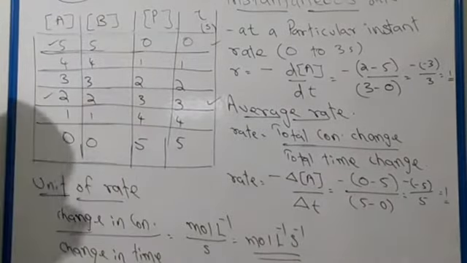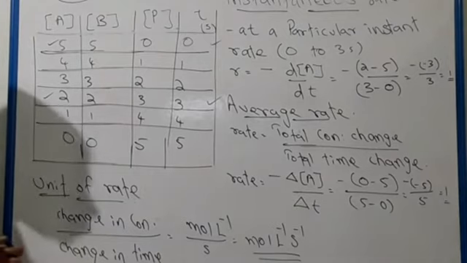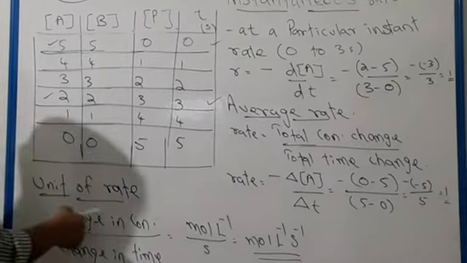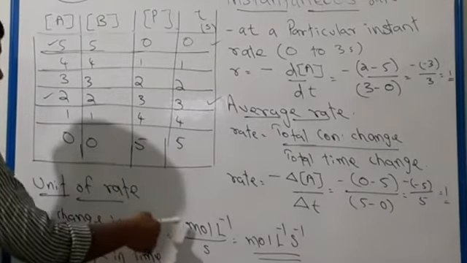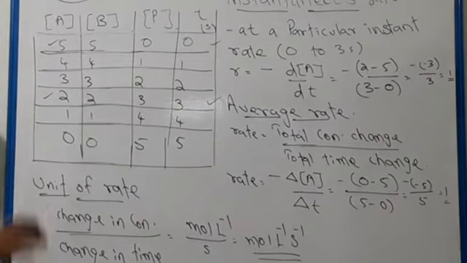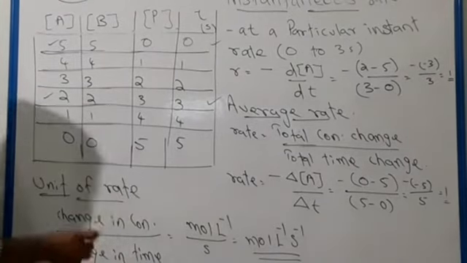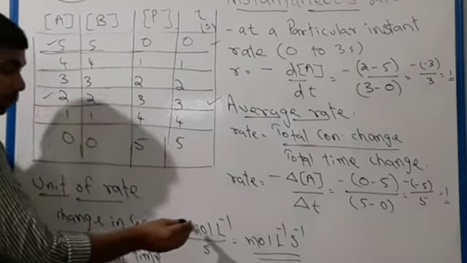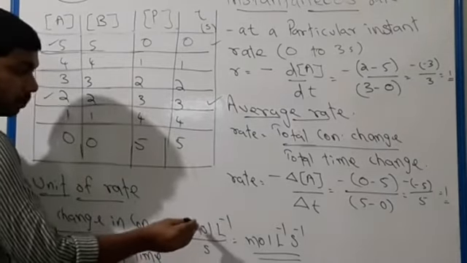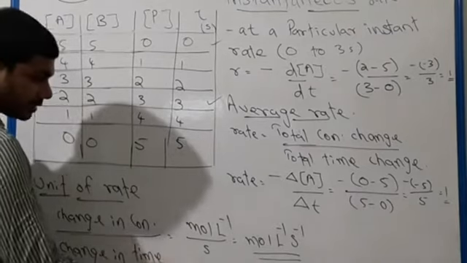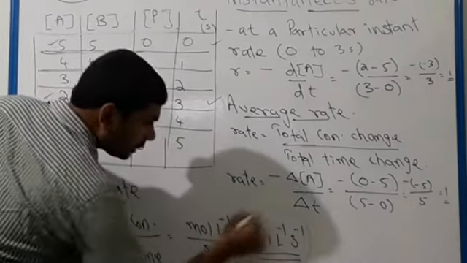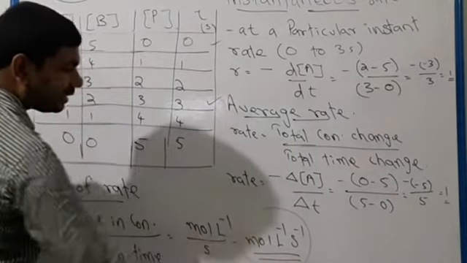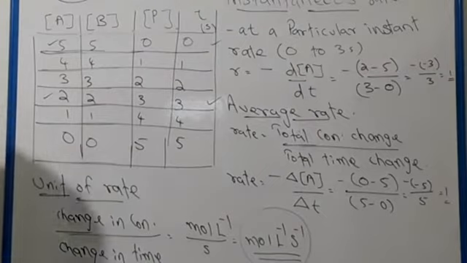Now see here, unit of rate of reaction. We know rate of reaction is change in concentration of reactant or product divided by change in time. Here change in concentration means concentration unit, mole per liter, and time in seconds. So this is the unit of rate of reaction: mole per liter second inverse.